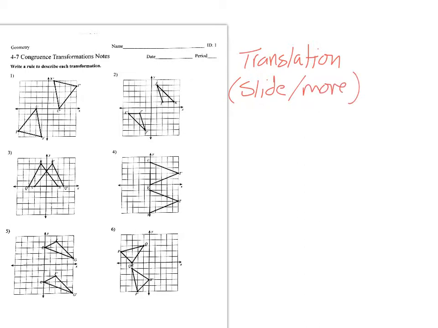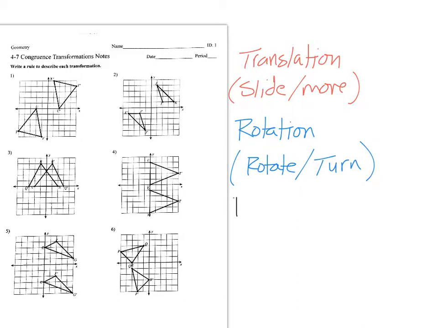The next one is called a rotation. And a rotation is, exactly what it says, when you rotate something or turn. The next one is called a reflection. A reflection is when you flip something. So you think about looking at your reflection in the mirror, it's your face being flipped in the mirror.